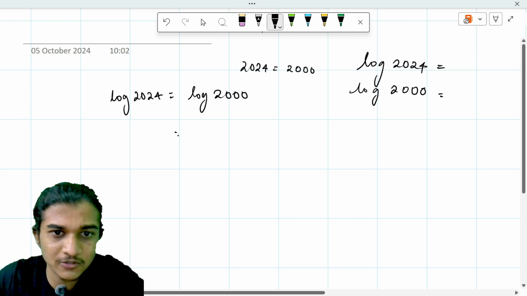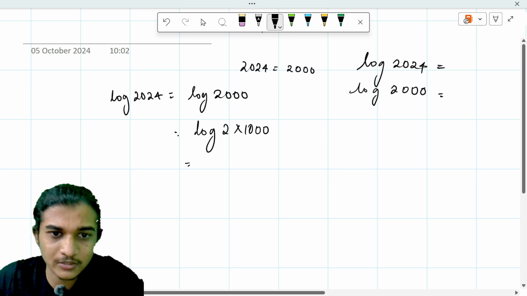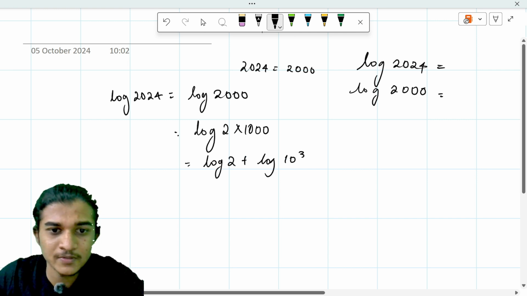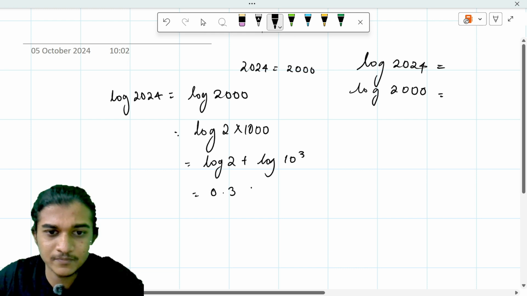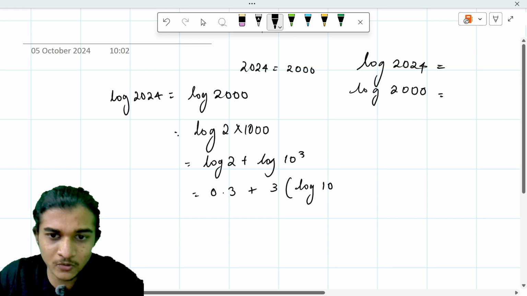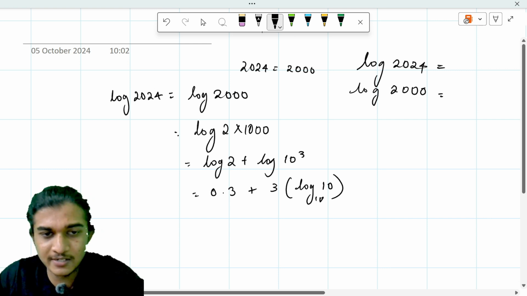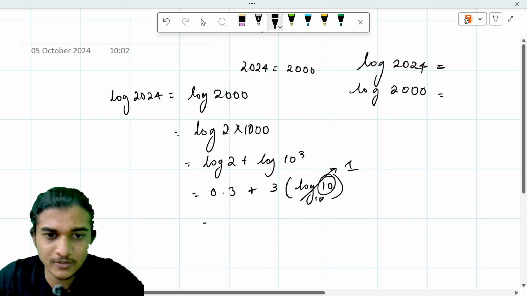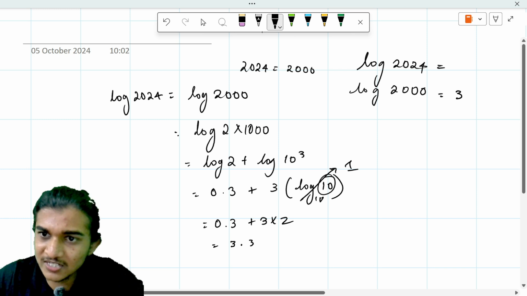Now let us find the log 2000. Log 2000, I can write it as 2 into 1000, and then log 2 plus log 1000, which is 10 to the power 3. Log 2 is 0.3, plus 3 into log of 10. Log of 10 is 1, because with the base 10, any log with the same base and the same value is going to be 1. So this value is going to be 1. 0.3 plus 3 into 1, which is nothing but 3.3. Now I got this value as 3.3.